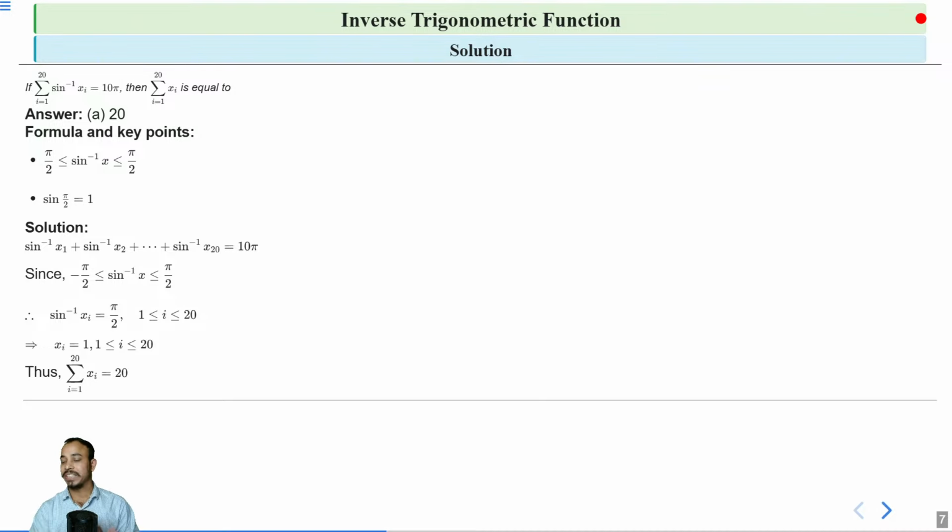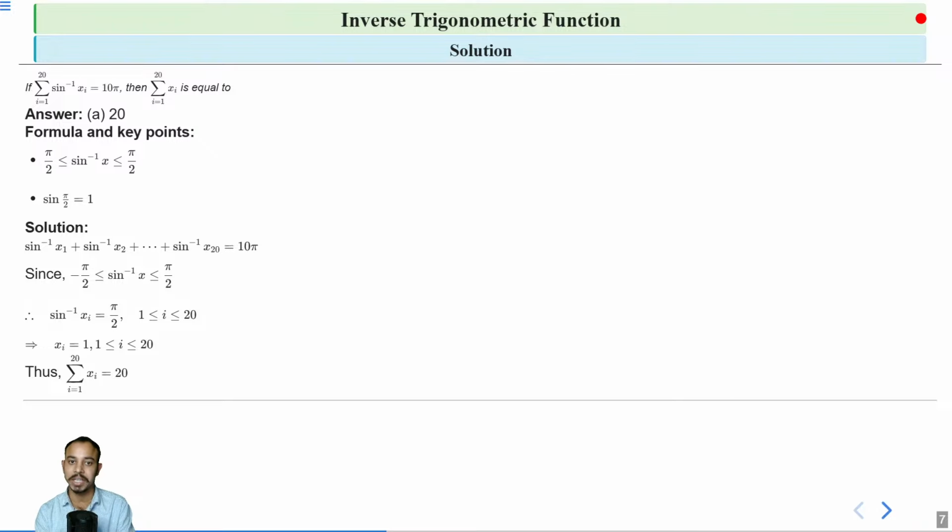Now take the sum of x1, x2 up to x20. So x1 plus x2 plus x3 plus dot dot plus x20 is equal to pi by 1 plus 1 plus 1 up to 20 terms. Okay, so 1 plus 1 plus 1 plus dot dot plus 1, 20 terms, this is actually 20. So the summation from i equal to 1 to 20 of xi equals 20. Clear? And this is our final answer.